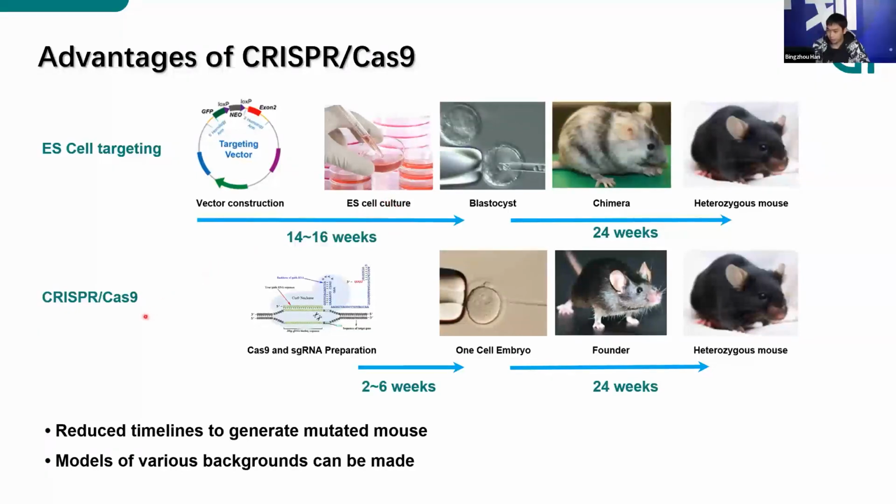However, when compared, in case we use CRISPR-Cas9, we only need to prepare the Cas9 and guide RNA and some vectors if we need to do knock-in.